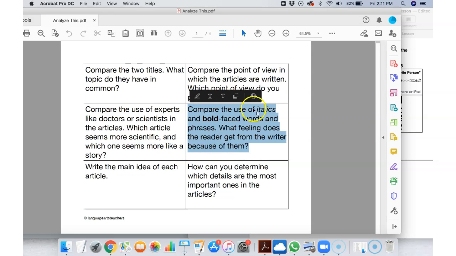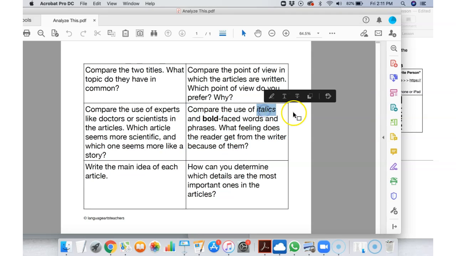How about this one? Compare the use of italics. See that word, italics? That's what we call the slanted letters. Compare the use of italics and the bold-faced words and phrases. What feeling does the reader get from the writer because of them? So think about it.